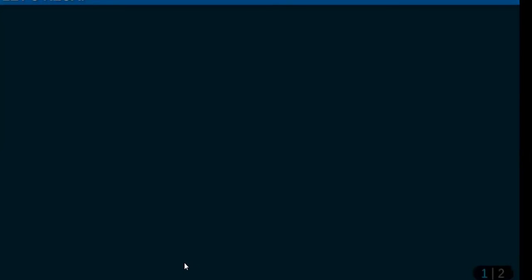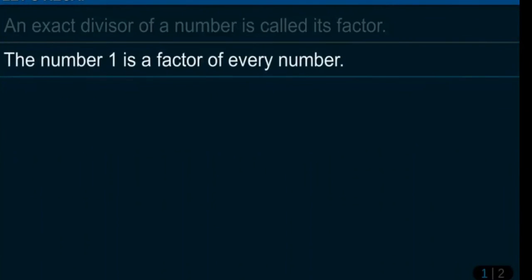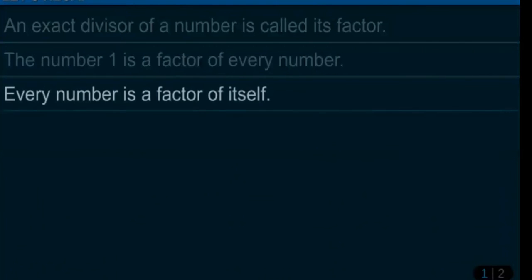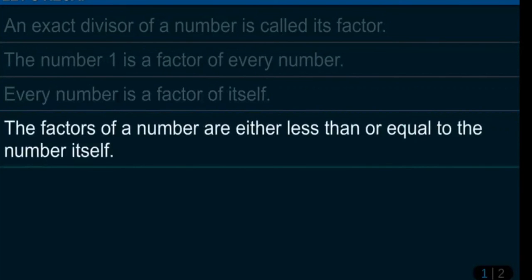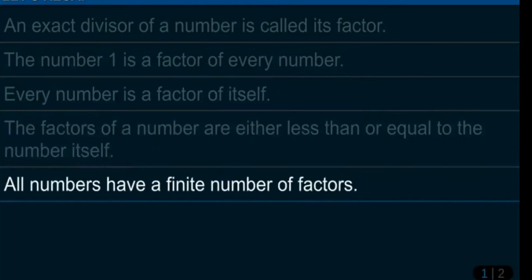In this module, you learned that an exact divisor of a number is called its factor. The number 1 is a factor of every number. Every number is a factor of itself. The factors of a number are either less than or equal to the number. All numbers have a finite number of factors.